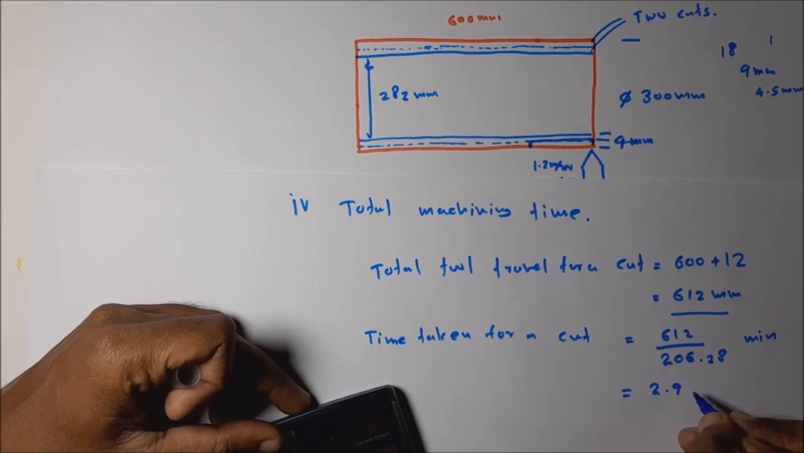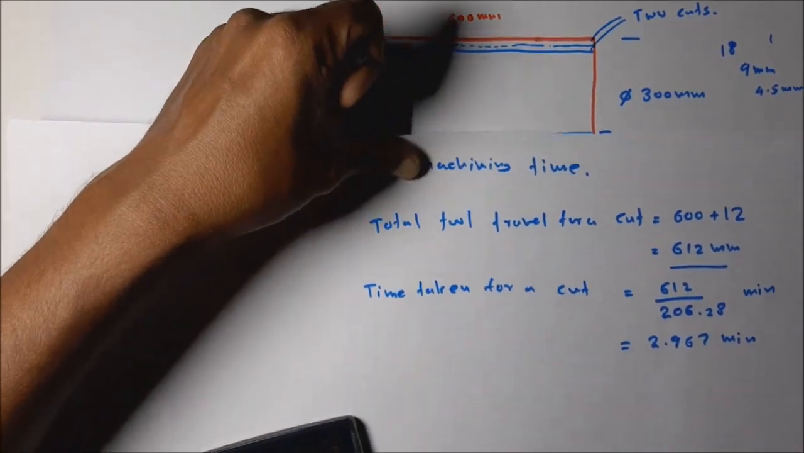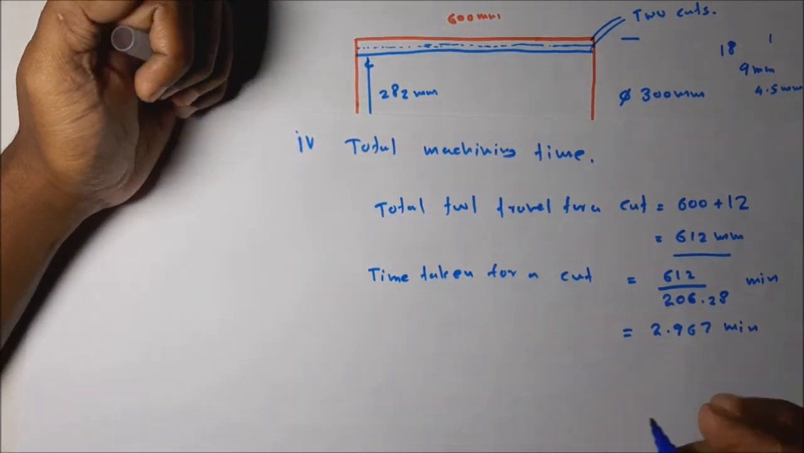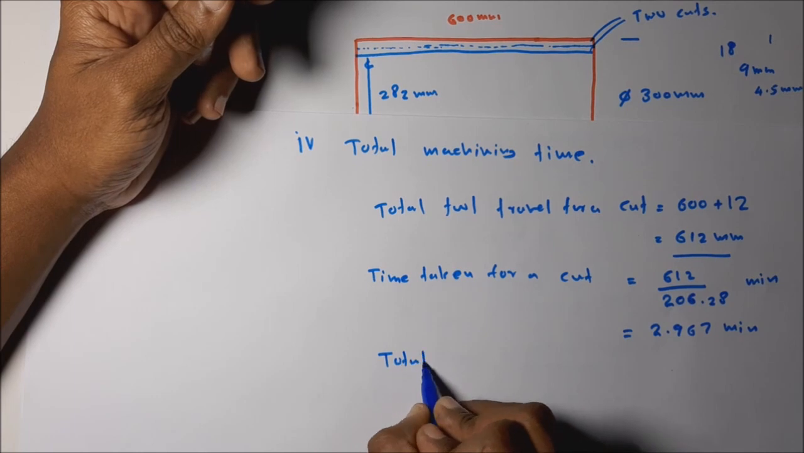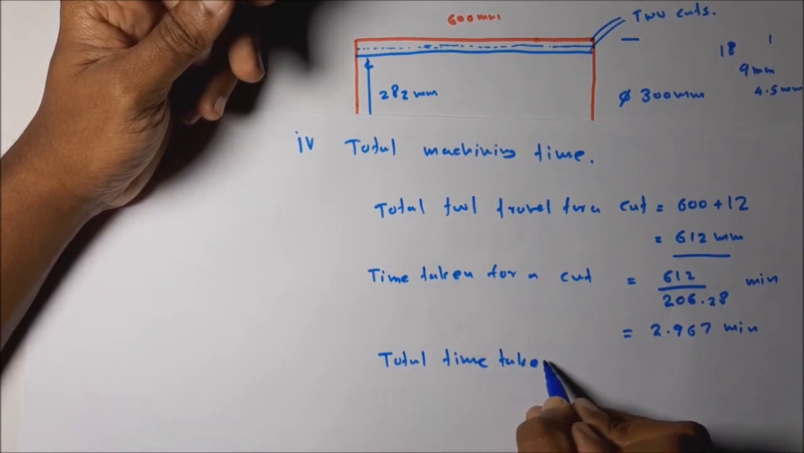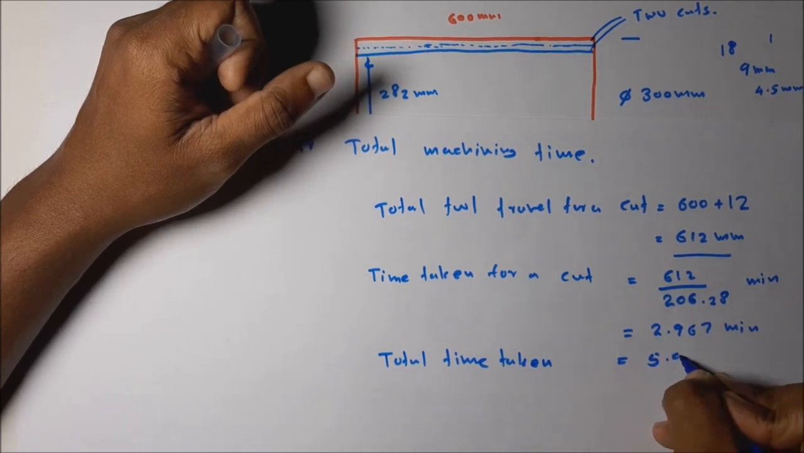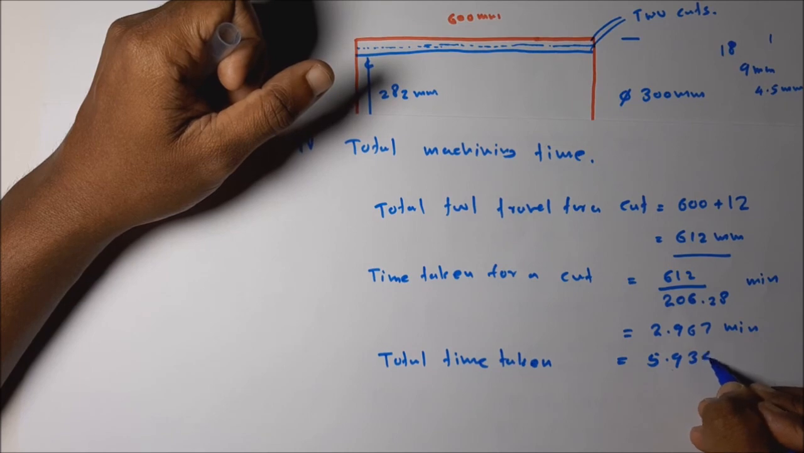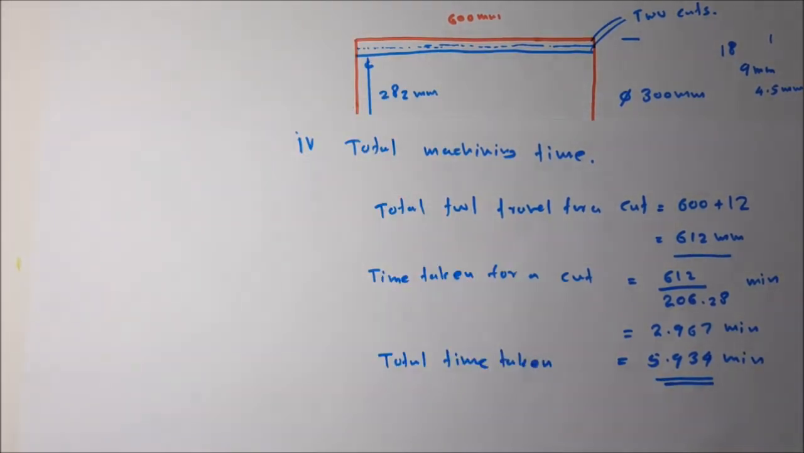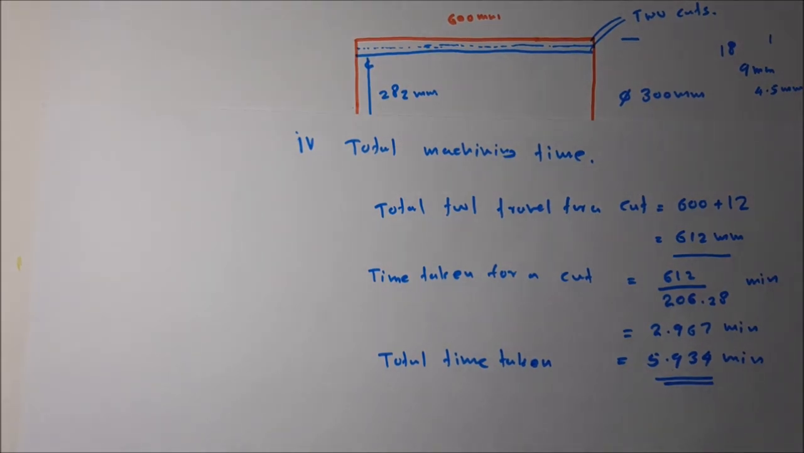That is equal to 2.967 minutes. Then the total time taken for this machining is the multiplication by 2, because there are 2 cuts, so we have to multiply it by 2. The total time is 5.934 minutes. This is how we calculate the machine time and the total machine time.